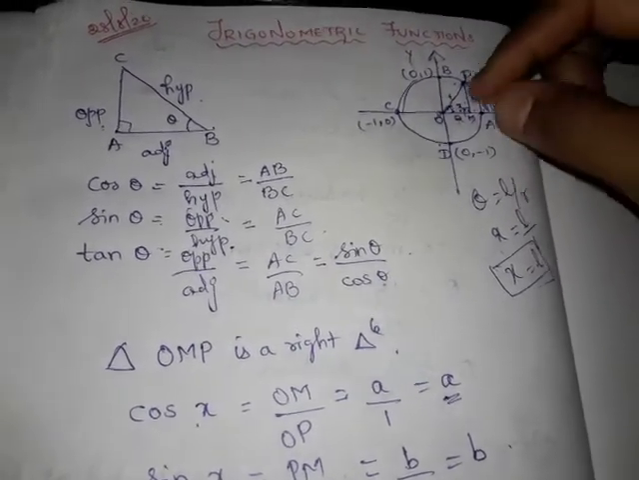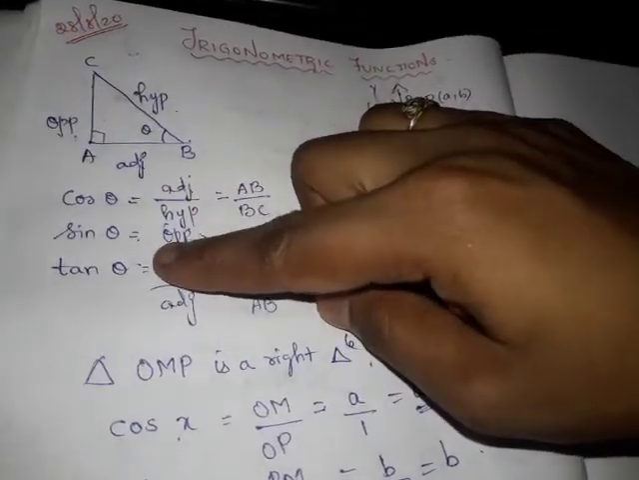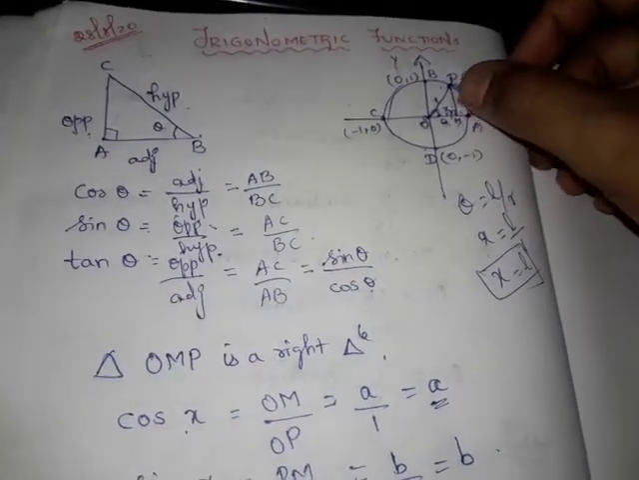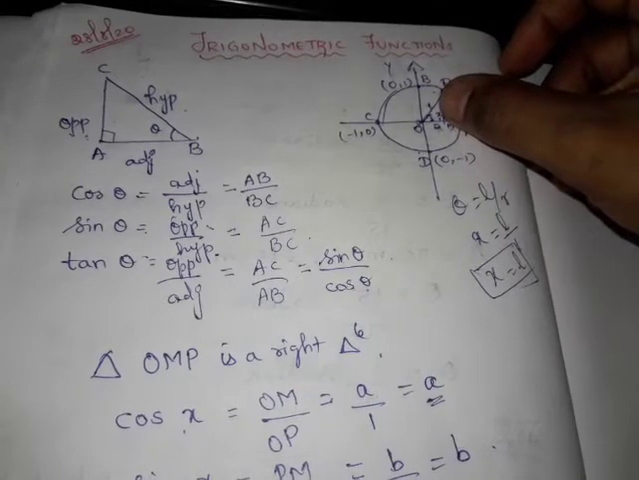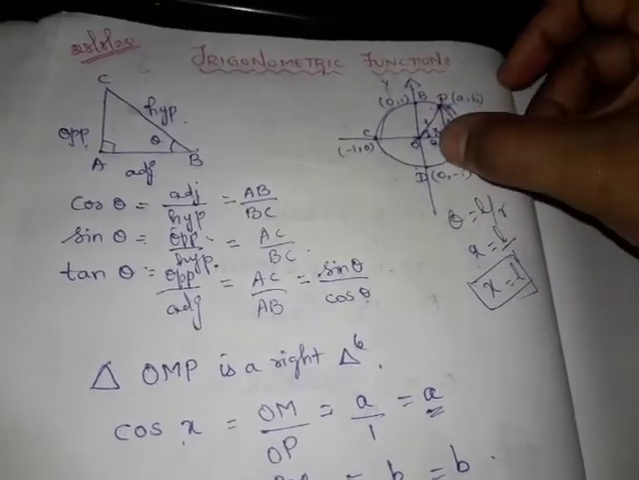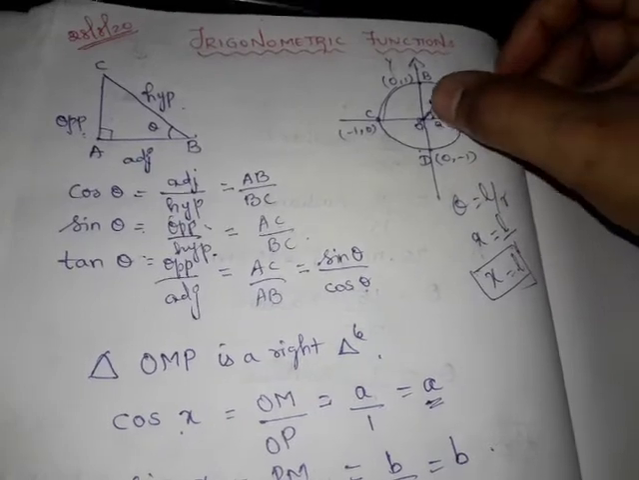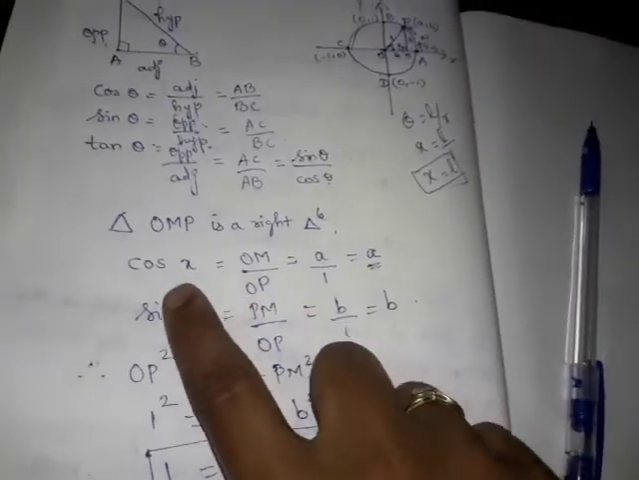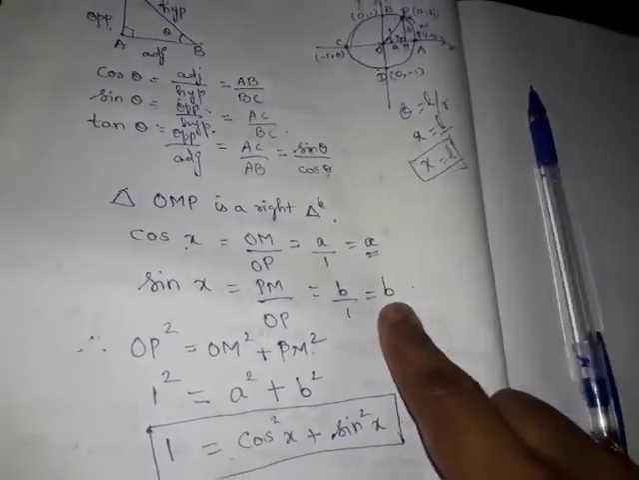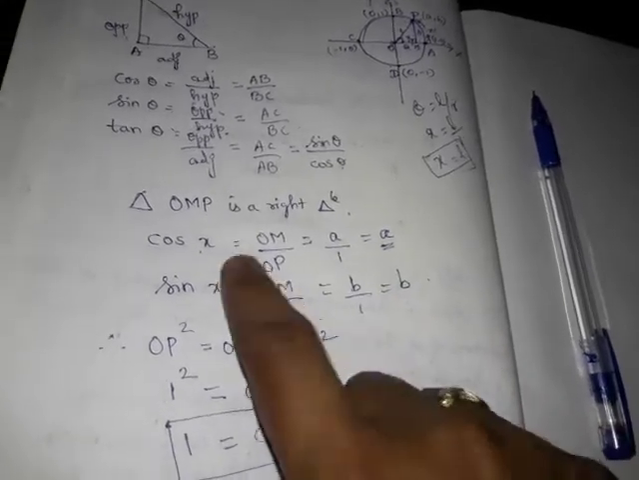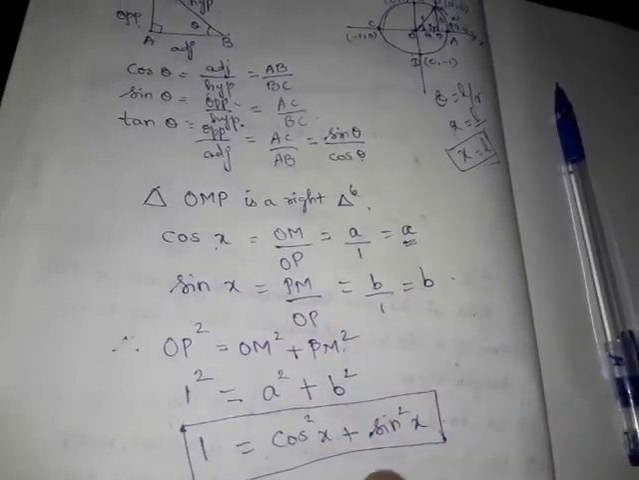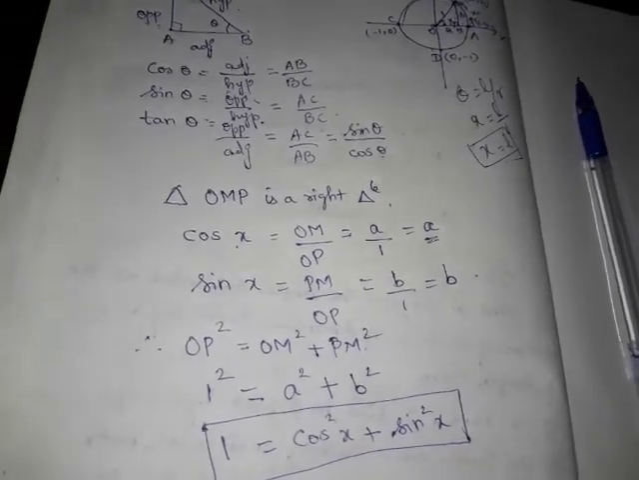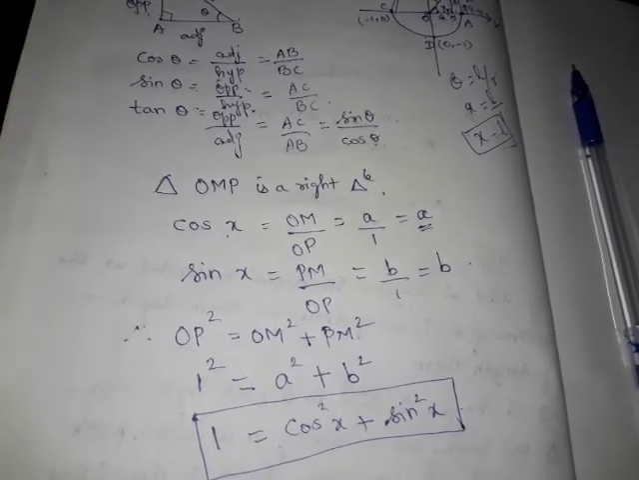But on the other hand, we defined cos theta and sin theta, the trigonometric ratios, for the angle x. Cos x is adjacent by hypotenuse, so you get A by 1, which is nothing but A, and sin x is opposite by hypotenuse, which is B by 1, which is nothing but B. So we arrived at cos x as A and sin x as B. We substitute the values of A and B here, and so we arrive at the identity cos square x plus sin square x equals 1, which is our first and basic identity, right?